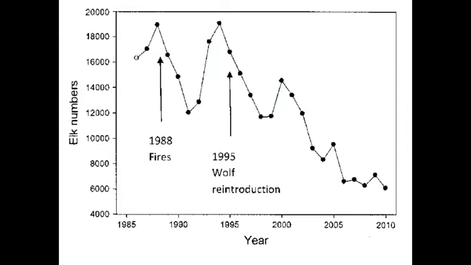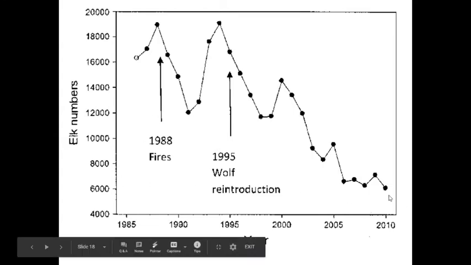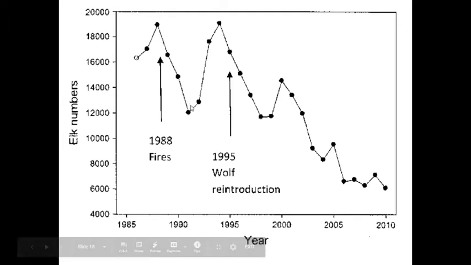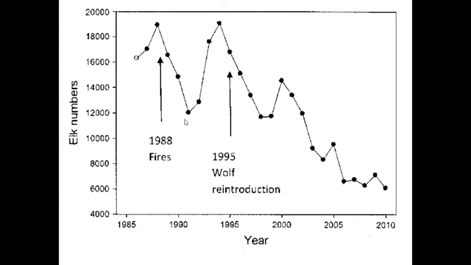This is a graph of the elk population from 1985 to 2010. And you can see after the big Yellowstone fires in 1988, the population did come down pretty quickly, but then immediately rebounded. There was probably a whole host of areas that were burned that recovered in a way that actually allowed elk to exploit those areas better.